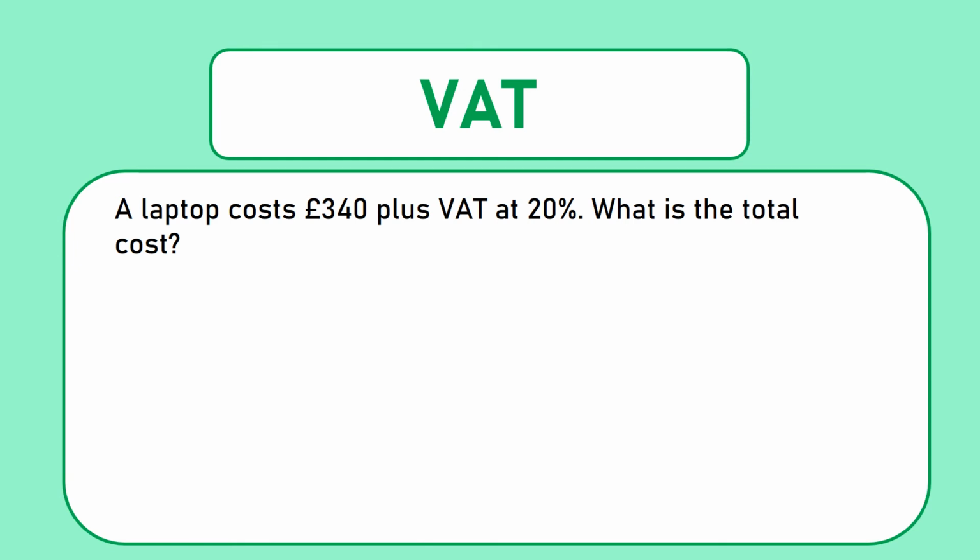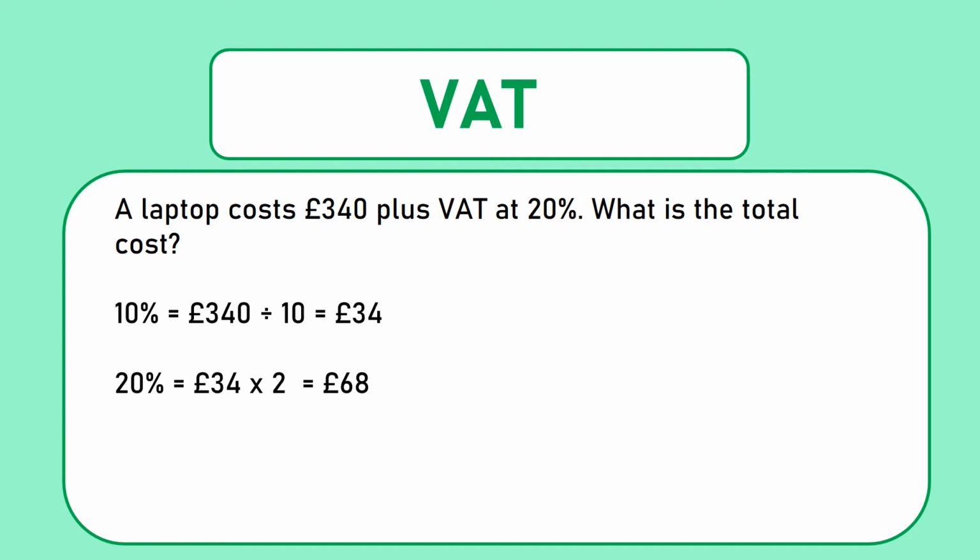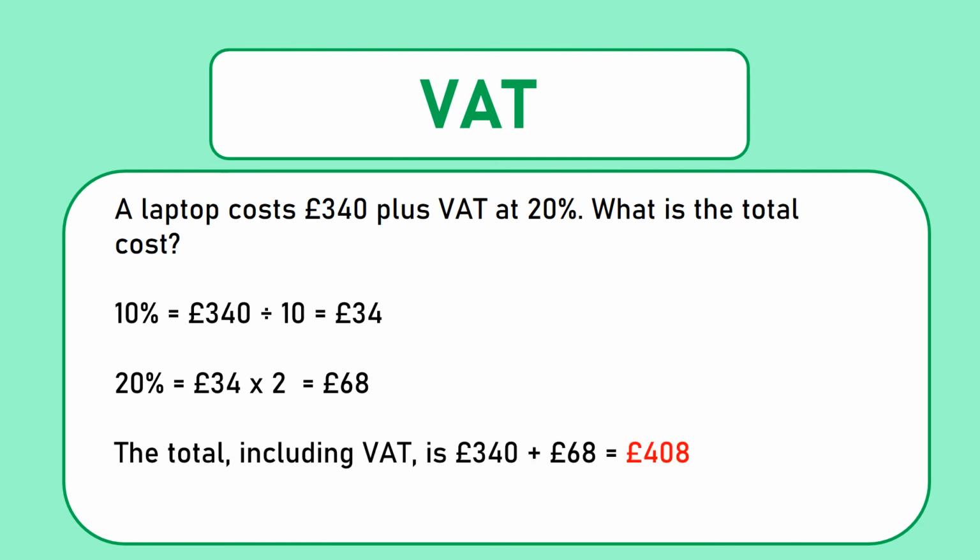So if a laptop costs £340 plus VAT at 20%, what would be the total cost? So we're going to use our 10% trick again. We're going to work out 10% by dividing £340 by 10 to give us £34. And then we're going to double it to give us the 20%. So 34 doubled is 68. So the VAT is £68, but because it's asking for the total cost, we're going to add 340 and 68 to give us £408.